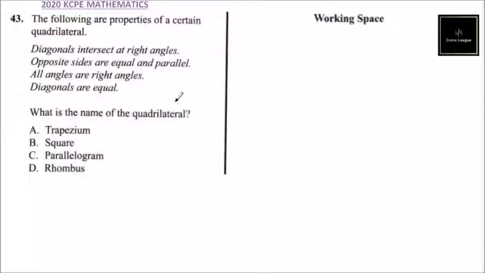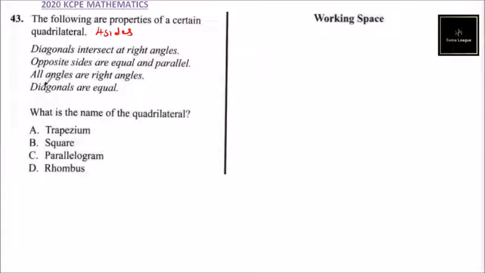This is question number 43, and we are told the following are properties of a certain quadrilateral. A quadrilateral is a four-sided figure. Diagonals intersect at right angles. Opposite sides are equal and parallel. All angles are right angles. Diagonals are equal. What is the name of the quadrilateral?